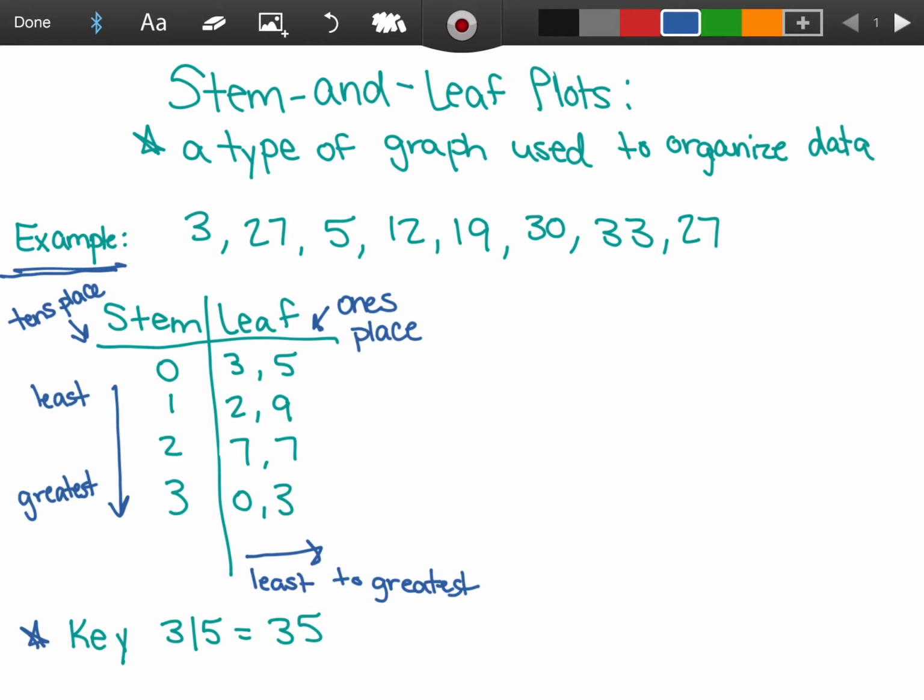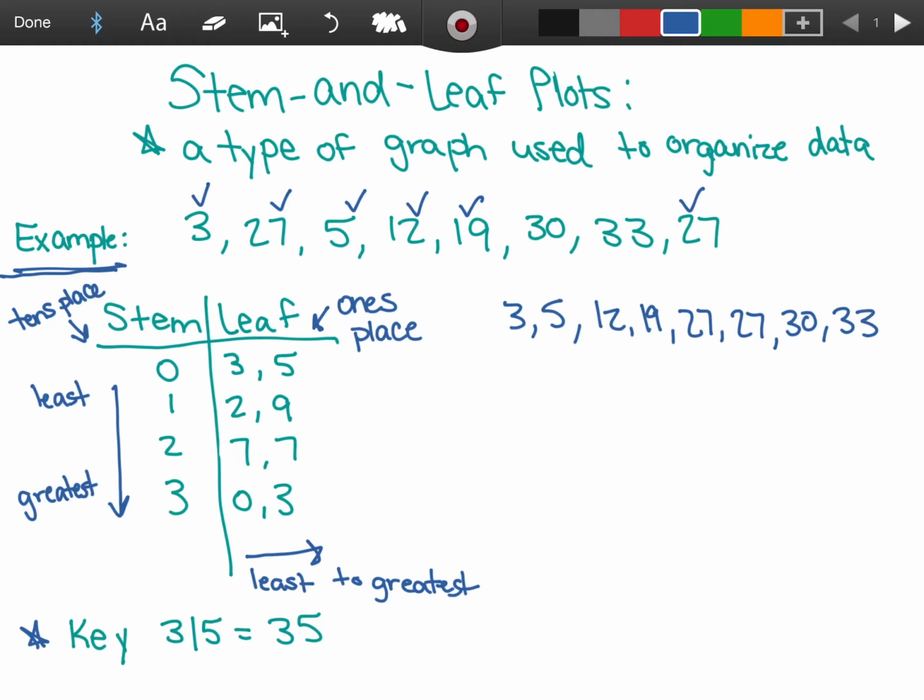So it looks like the smallest is 3, and then 5, 12, 19, I've got 27 twice, so I have to write that both times, 30, and 33. Okay, now look at my stem and leaf plot. For 3, there's not a number in the tens place, so we list that beside of 0. If there's a 0 in the tens place and a 3 in the ones place, then it's just the number 3. Same thing with the number 5.